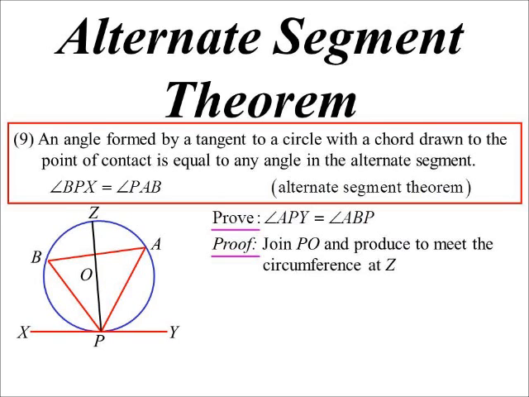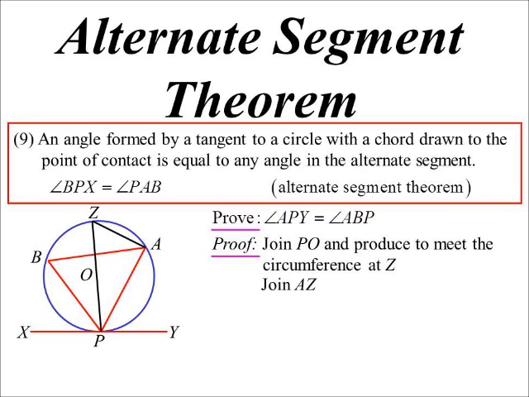So I'm going to again draw in some lines here. In fact, I'm just going to draw a diameter. Why didn't I say draw a diameter? Join PO and produce to meet the circumference at Z. I suppose it's a fancy way of saying draw the diameter anyway. Okay. And I'm also going to join up AZ as well.